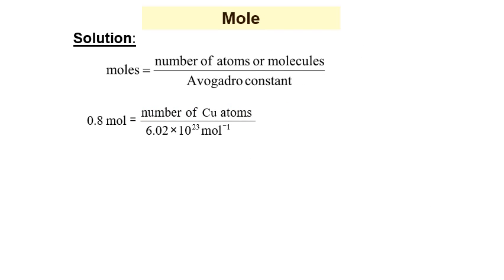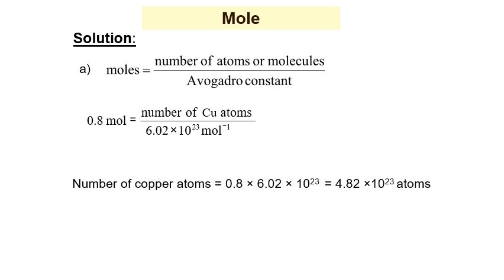Okay, for the solution, use the formula to calculate moles. Insert all the values given from the question. 0.8 mole copper equal to number of copper atoms divided by the Avogadro constant. So the answer is 4.82 times 10 to the power of 23 atoms.